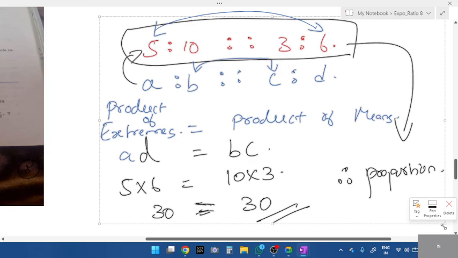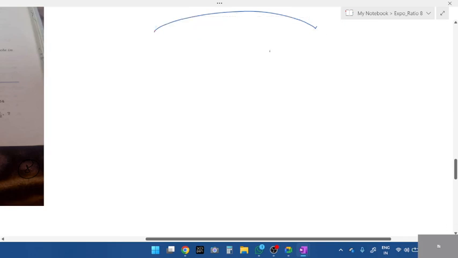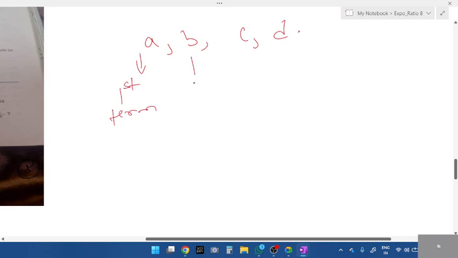Okay, you don't have to write the values. Just remember proportion. Proportion will have 4 terms, students: A, B, C, D. A is known as the first term, B is the second term, C is the third term, and D is the fourth term.